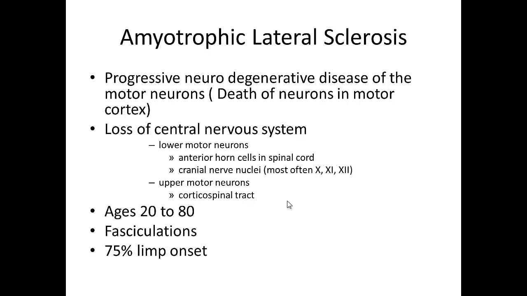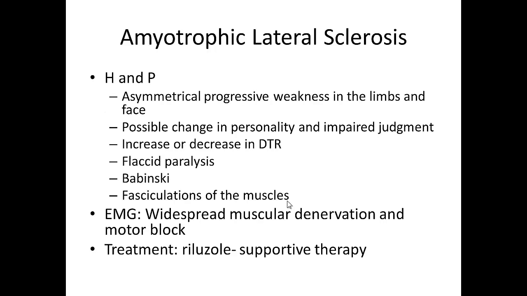ALS. Everybody remembers the ALS challenge from a few years ago. This is also a progressive degenerative disease of the central nervous system. It is associated with death of the neurons in the motor cortex. Many people start with a limp. The patient that I saw who started with this had foot drop. These patients have muscle fasciculations for many years prior to developing the disease. We can do an EMG, which will show muscular denervation and motor blocks.